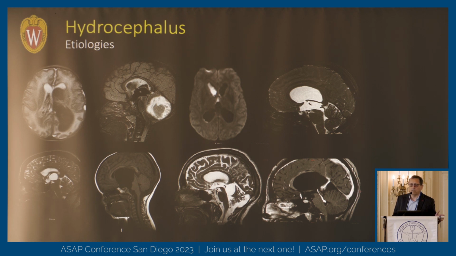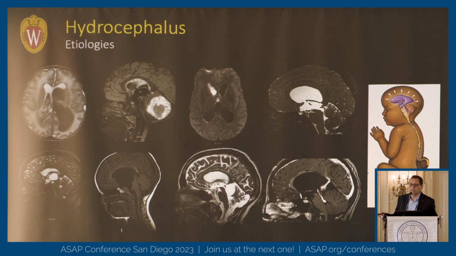And one of the more common diagnoses that we see with hydrocephalus in pediatrics is spina bifida. So spina bifida, or abnormal formation of the lower spinal cord, which creates a Chiari II malformation, hydrocephalus, and syringomyelia.